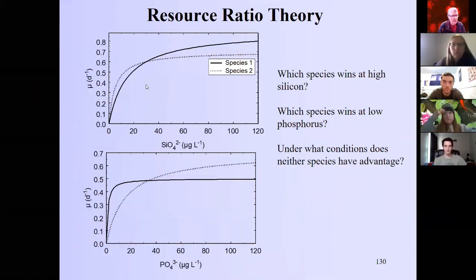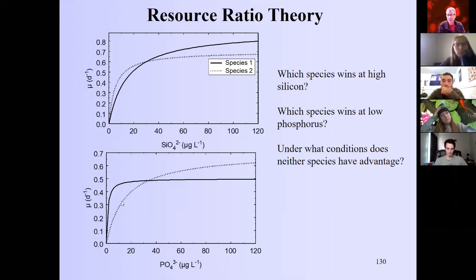We left off last time talking about resource ratio theory, and this is just two theoretical species. Species one grows quite well at high silicon, and this is the Monod equation, right? And species two doesn't grow as well, but species two competes better at high phosphorus and not as good at low phosphorus.